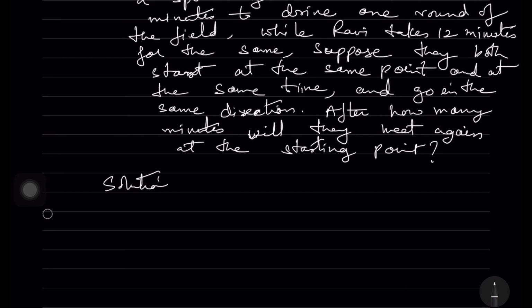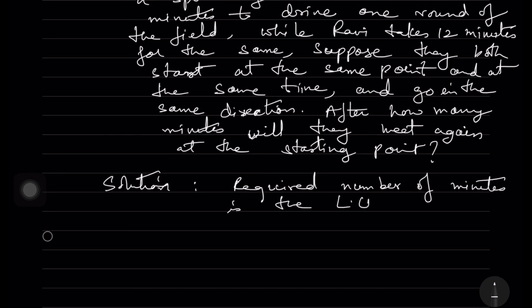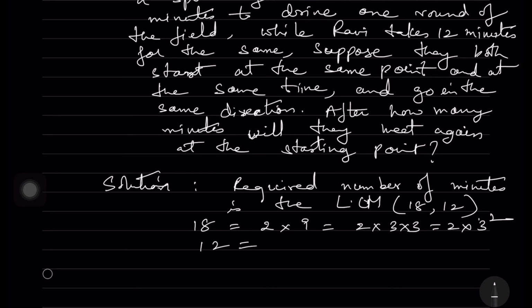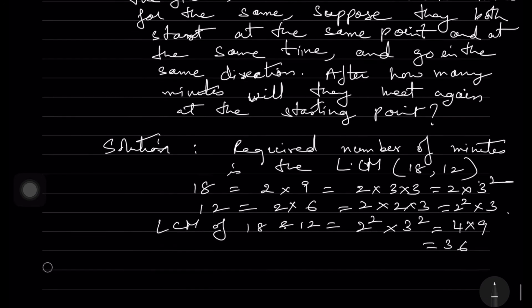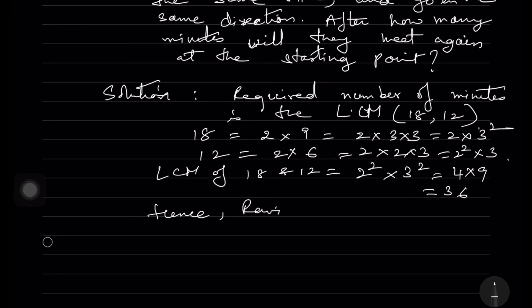So for the solution, the required number of minutes is nothing but the LCM of 18 and 12. We have to find out what is the LCM of 18 and 12. So 18 can be written as 2 into 3 square, that is 9 2s are 18. Next, 12 can be written as 2 square into 3, 4 into 3. So the LCM of 18 and 12 takes the highest power from both of them: 2 square into 3 square, which is 4 9s are 36.